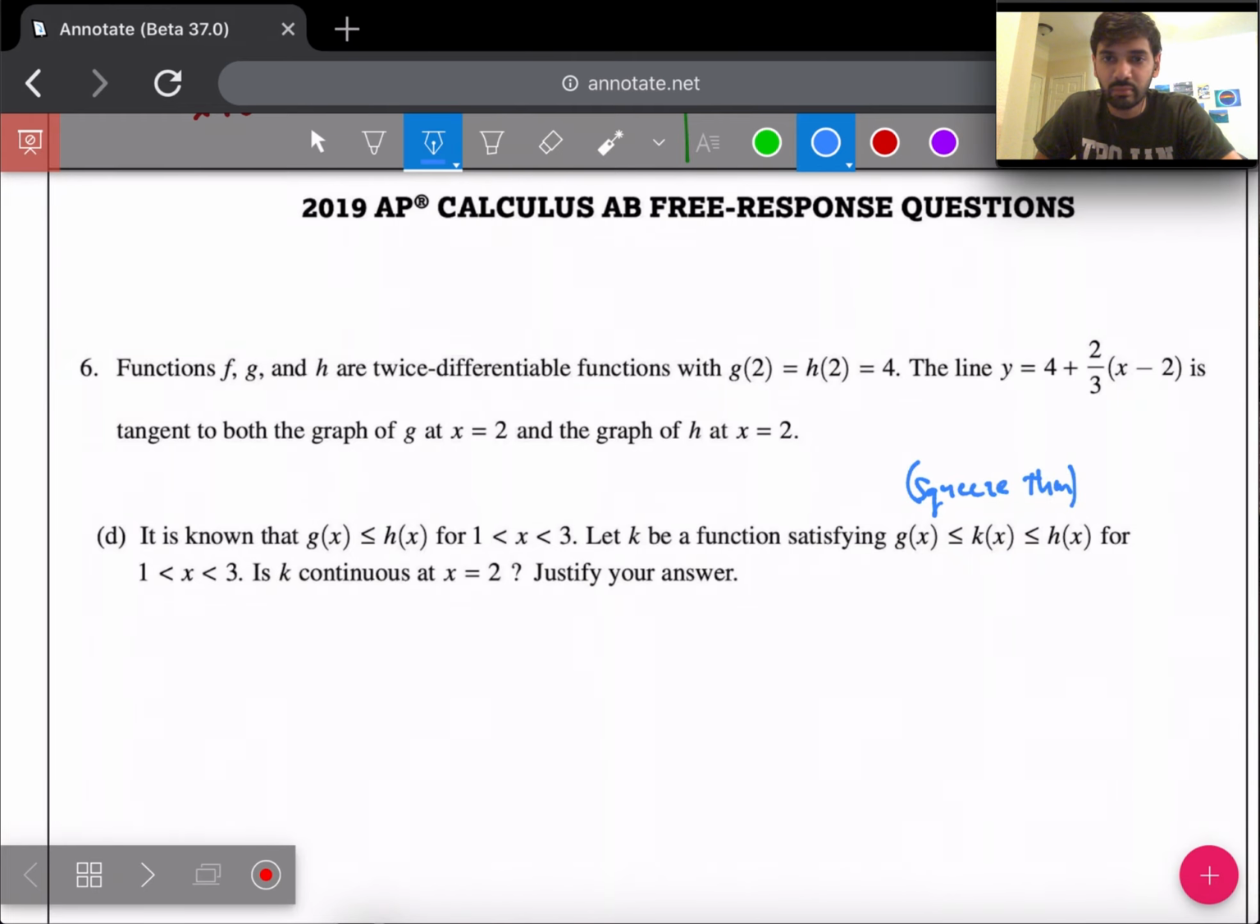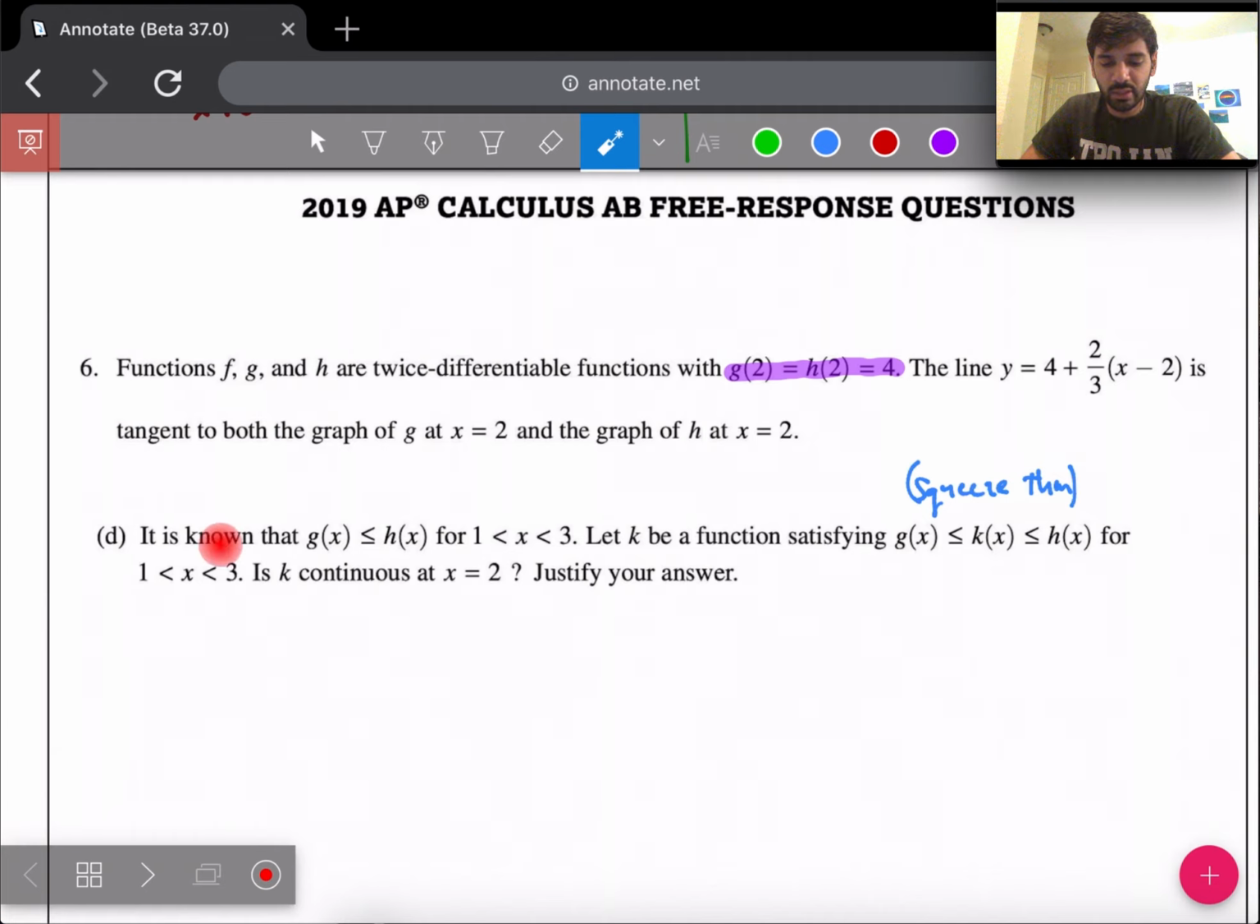This is a red flag to me, an immediate signal that the squeeze theorem is going to be used here, because I see these three functions in an inequality. The initial problem tells us that g of 2 is equal to h of 2 is equal to 4. They're all equal to 4. And it also tells us this tangent line right here. We may or may not need that for part D.